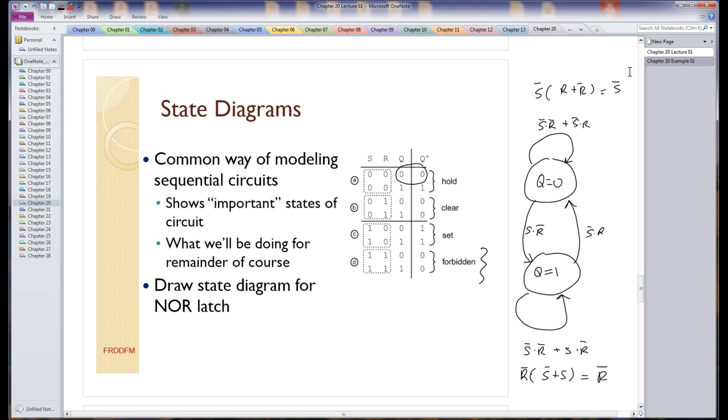And so that's our state diagram. Once again, we're going to be doing this with primarily the rest of the course. This is a super brief intro. And what we did here was we transferred the information from this table into this diagram.